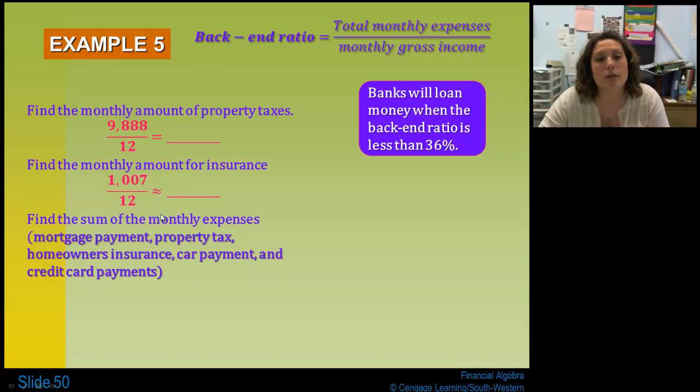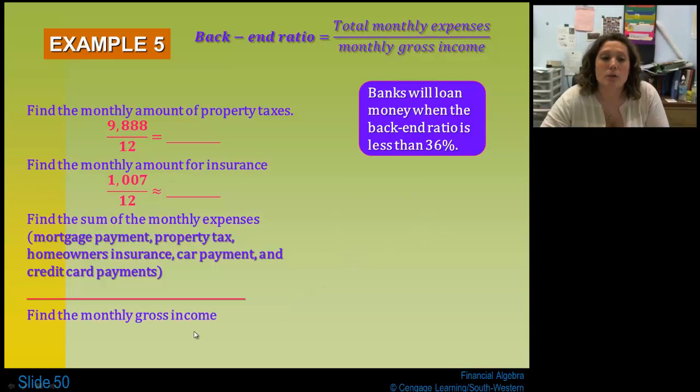And then you're going to find the sum of the monthly expenses. So the mortgage payment, the property tax, the homeowner's insurance, the car payment, and the credit card payments. So we had $1,544 plus $824 for property taxes, $84 for homeowner's insurance, $510 for car payment, and then $5,100 for credit card payments. Add those values up and you should end up with about $8,062.